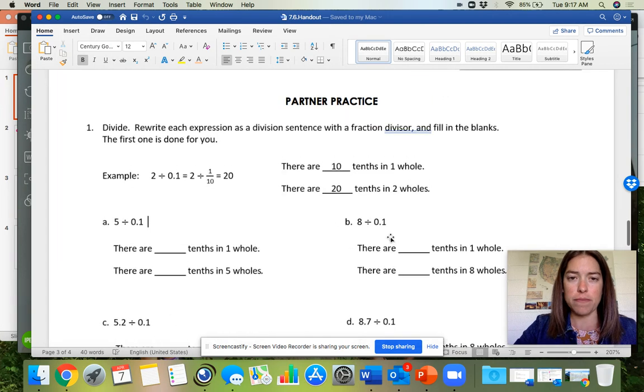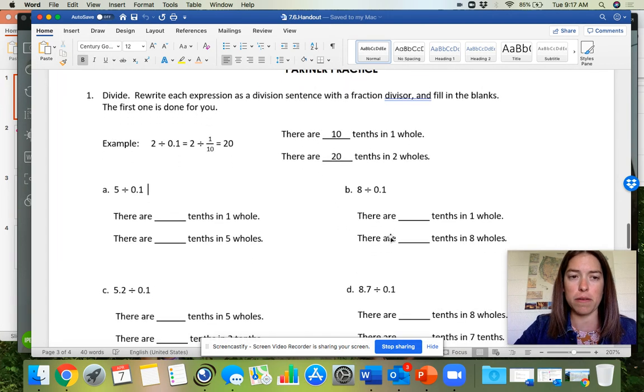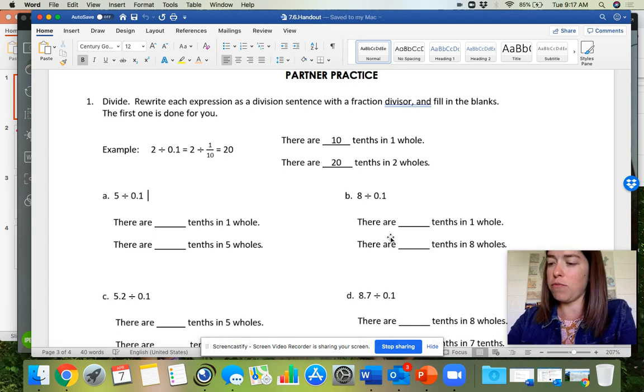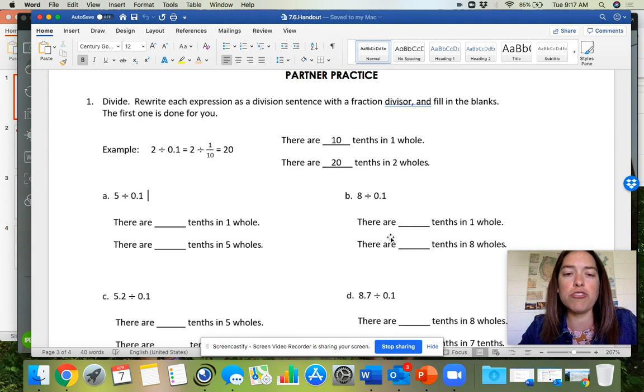All right, we're ready for a little bit more practice. Find some room on your scrap paper. What we're going to do for each problem is we are going to be rewriting each expression as a division sentence with a fraction divisor. Remember, the divisor is the number you are dividing by, and then we'll fill in the blanks. Let's take a look at the example.